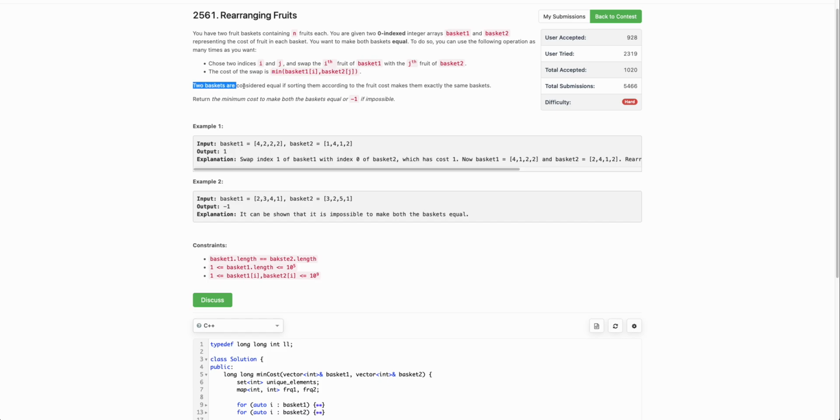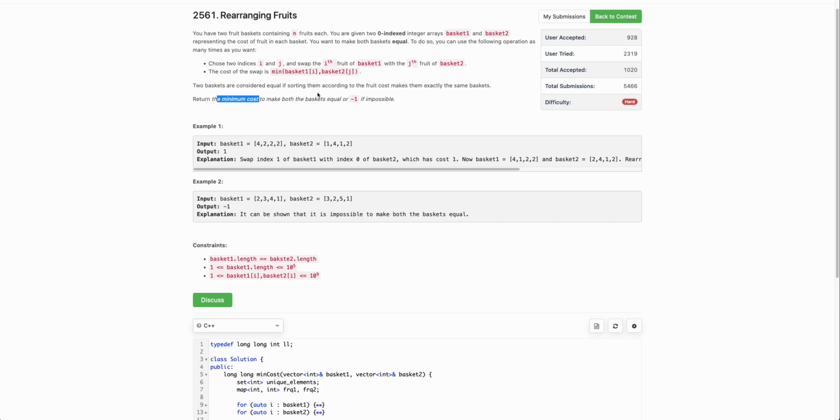Now the target is to make both the baskets equal after sorting. So you don't need to make them equal by just the swaps. Instead, they are saying that you are allowed to sort both the baskets at the end, and see if they both are equal or not. So after sorting, you need to make both the baskets equal, and you need to return the minimum cost in which you can make this happen.